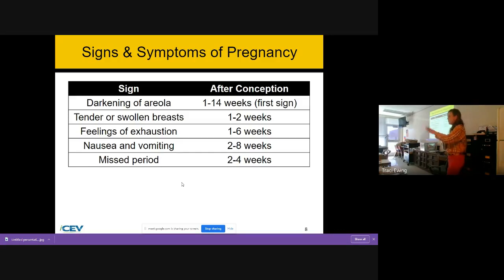Because remember, the day you miss a period, you're 4 weeks. If you're a person that has irregular periods where you only have one every couple of months or so, you may not know.